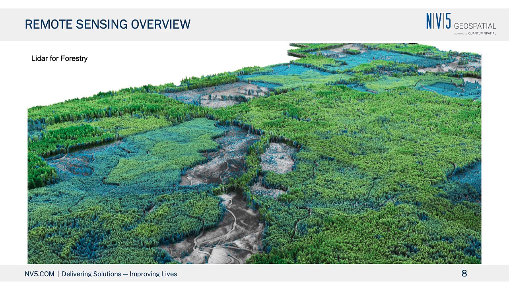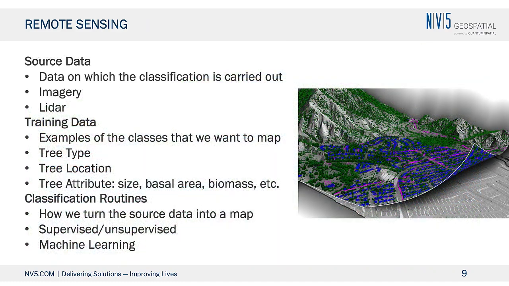And I'm going to hit each one of these separately. The first thing is the source data, and that's really what we are analyzing in order to extract or create the information, the geographic information we're working on. What I'll mainly be talking about is imagery and LiDAR. So that source data, obviously not all imagery is the same, not all LiDAR is the same. The quality of the imagery and the LiDAR and the specifications will determine what you can get out of it. The second thing is the training data.